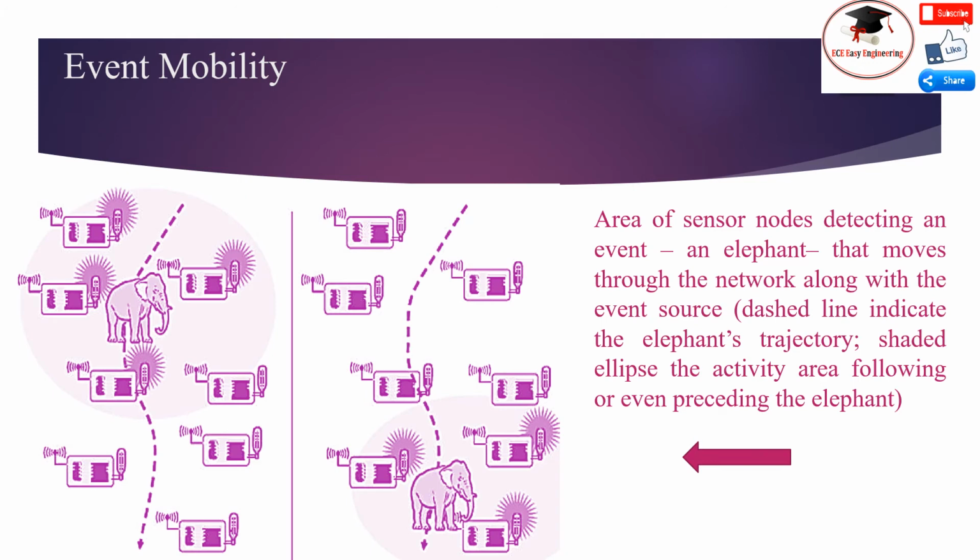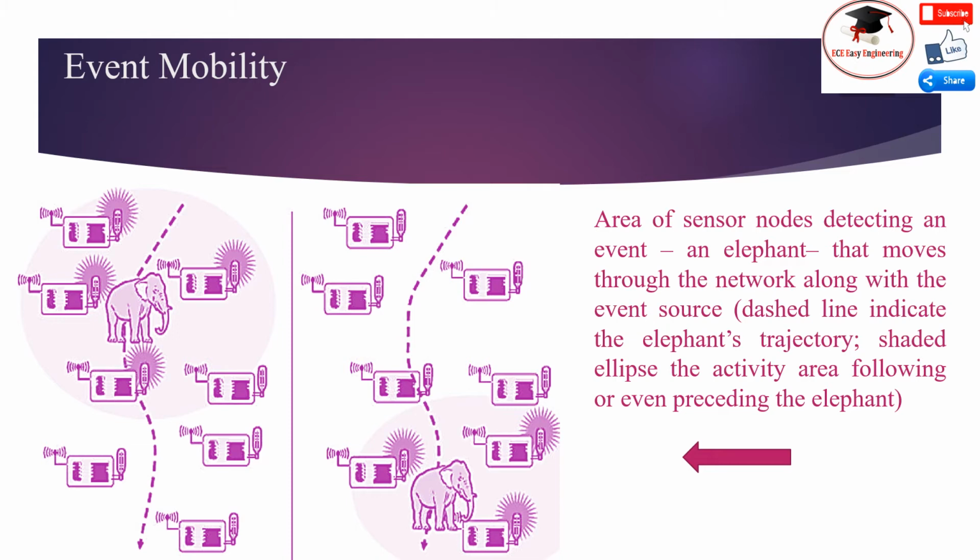Then there is event mobility. In tracking applications, the cause of the event or the object to be tracked can be mobile. In such a scenario, it is usually important that the observed event is covered by a sufficient number of sensors at all times. As the event source moves through the network, it is accompanied by an area of activity within the network. This has been called the Frisbee model.